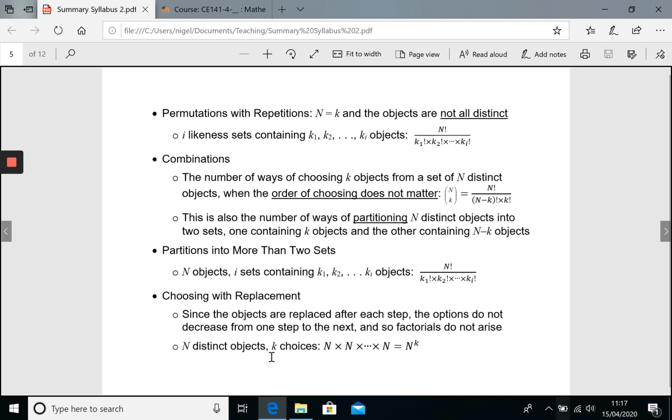More generally, if you've got n distinct objects and you're trying to make k choices from that set of objects with replacement, then you just multiply the number of choices in each step, n, by n, over the number of choices to get n to the power of k.